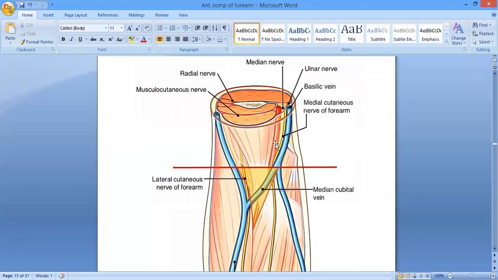So these are deeper structures, and these deeper structures are separated from this vein by the bicipital aponeurosis. जी, bicipital aponeurosis. Is it clear जी? Relation समझ में आ गया आपको? ठीक है? Yes sir, आ गया.